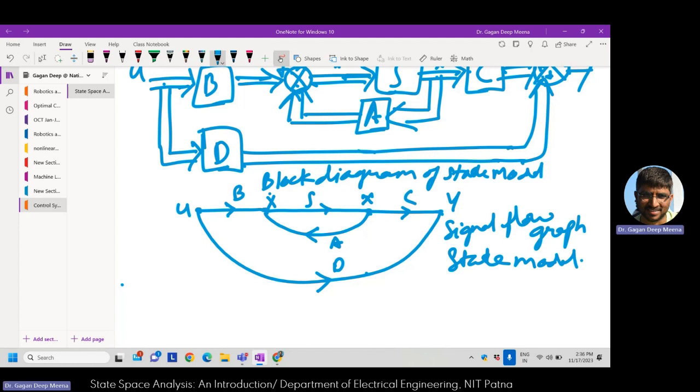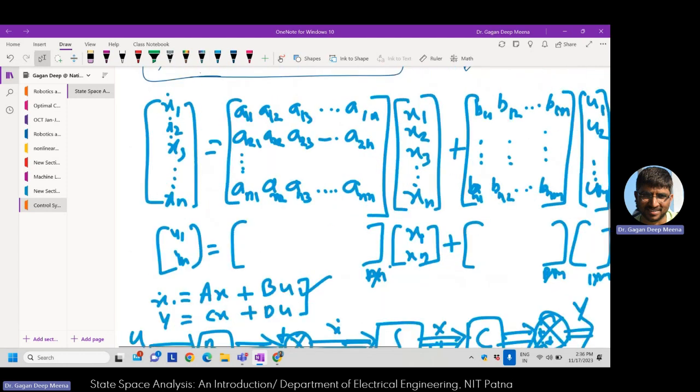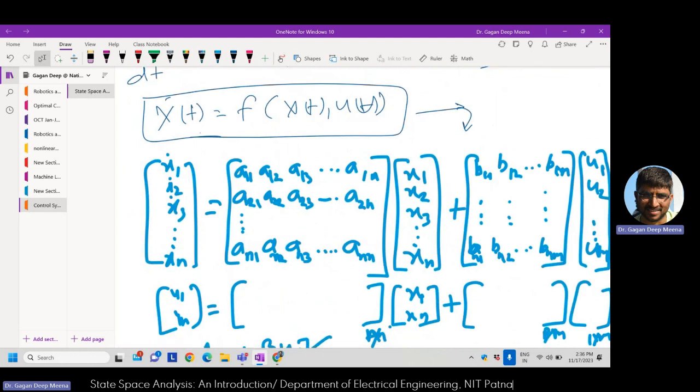So this is how we make the state model, the state representation. As I have earlier talked, we can represent any kind of system in the matrix form or the generalized nonlinear form. So we can represent any kind of physical and technical system as a state space model.